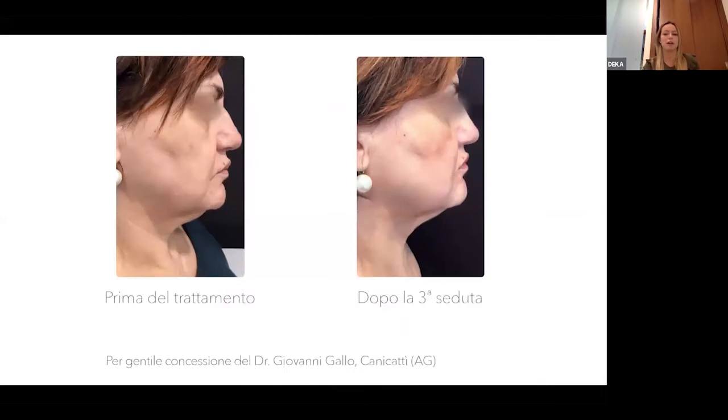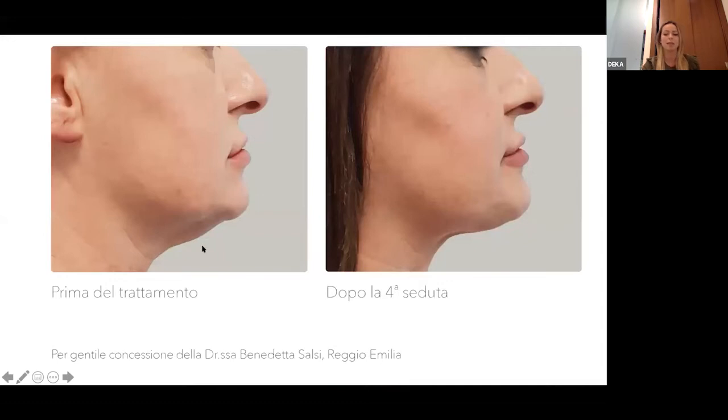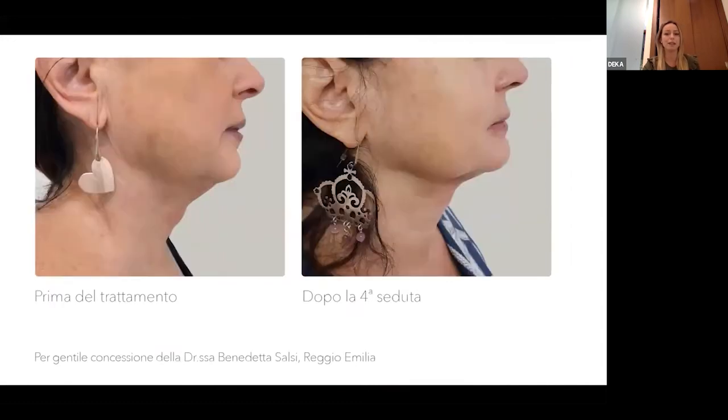These are some results. This is after 3 treatments. You see that we treated just this little area. This is after 4 treatments. This is after 4 treatments again. And you see that even the skin quality improved a lot.